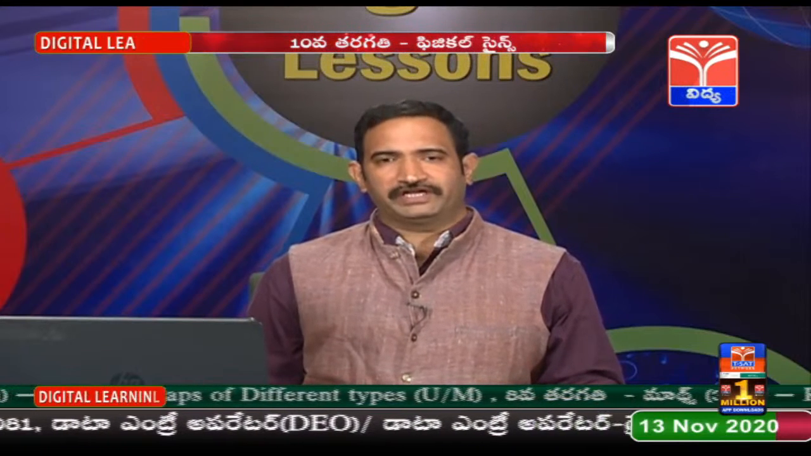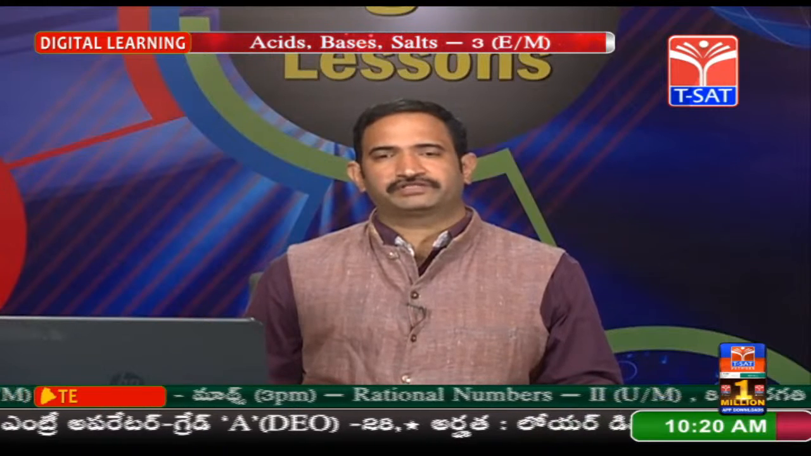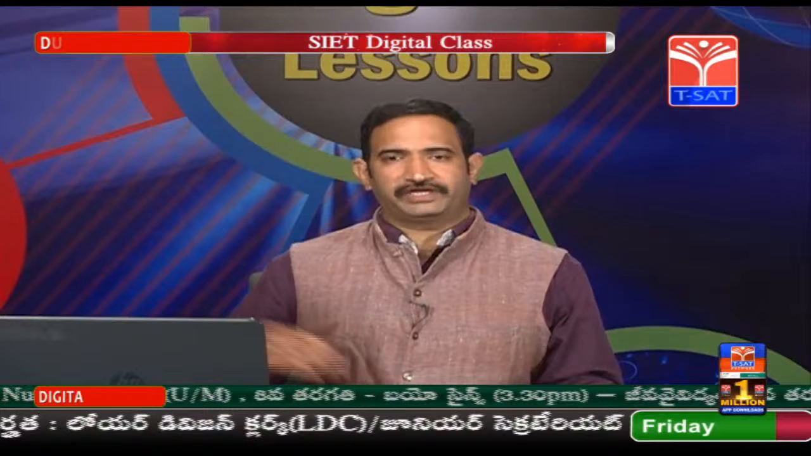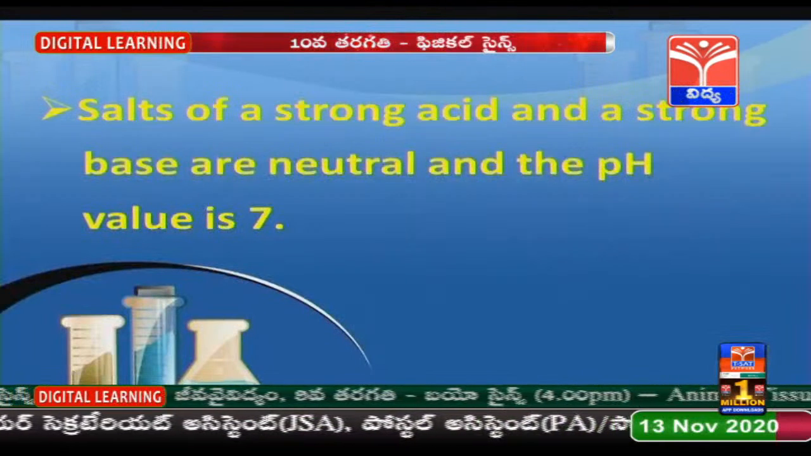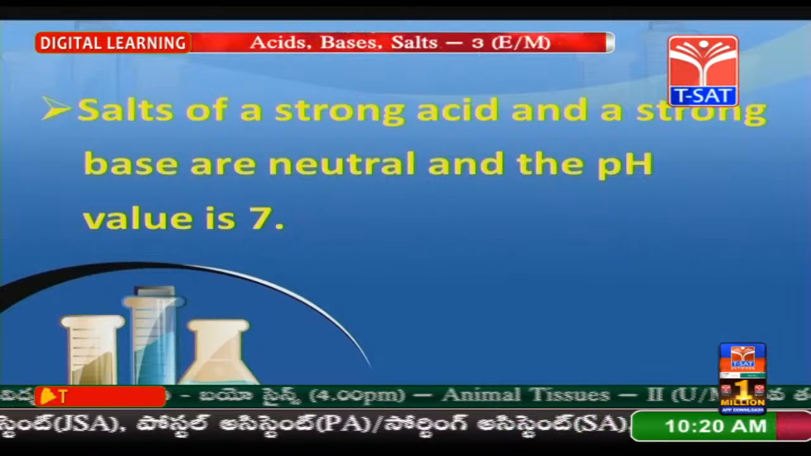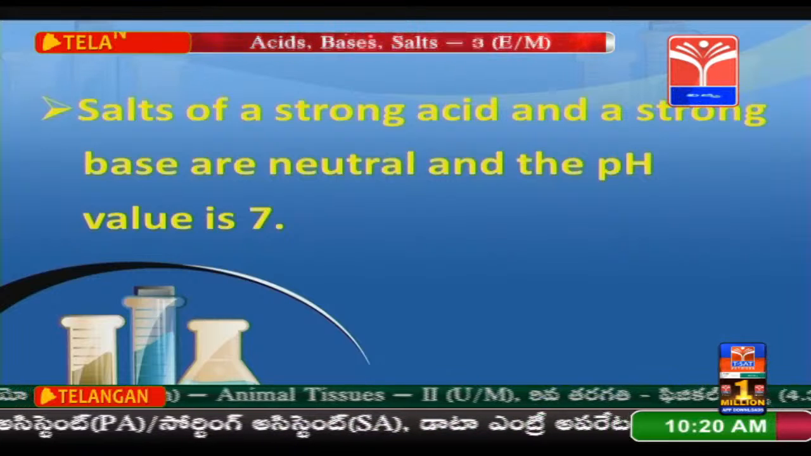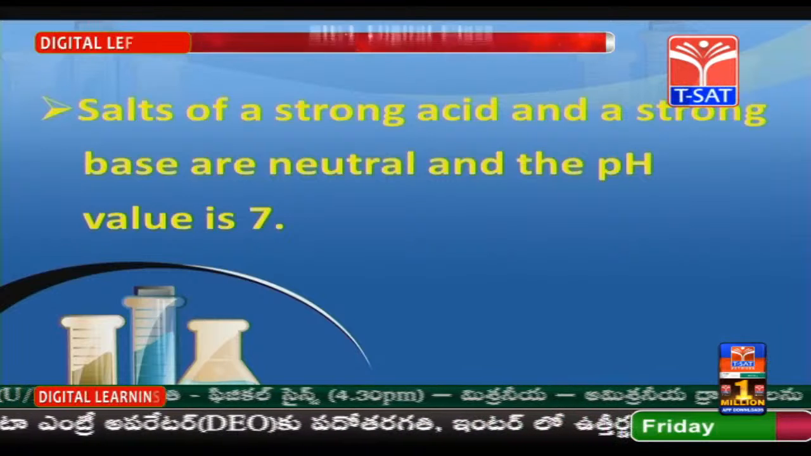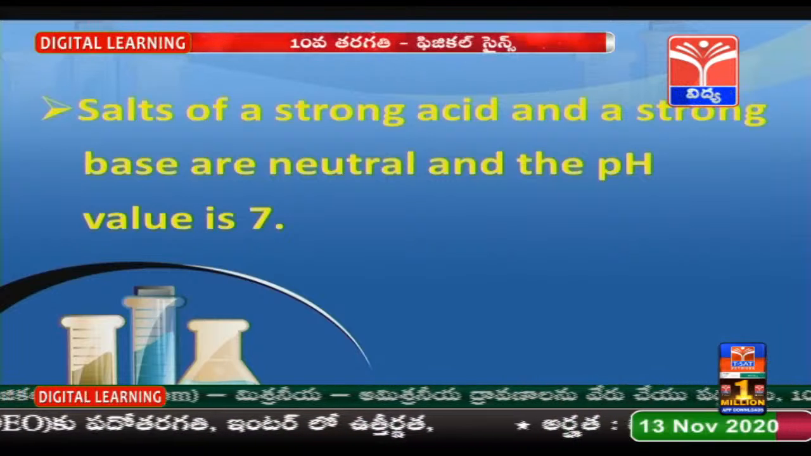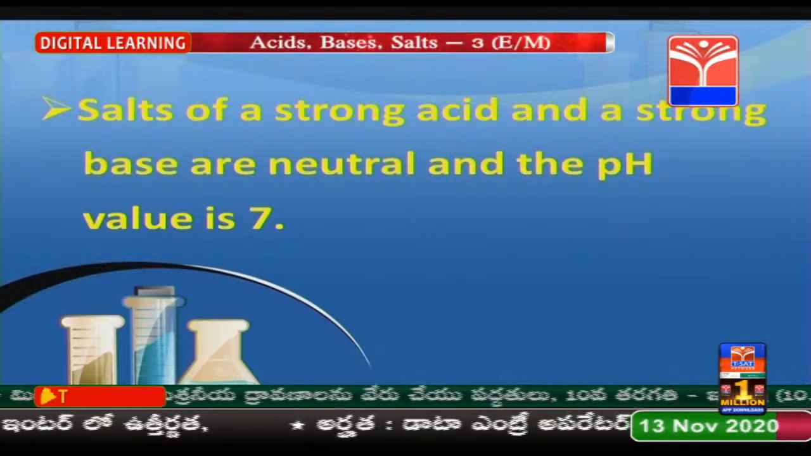Here we will get the salt of neutral in nature, where the pH value you will find is absolutely 7. Now, next, children, a small recapitulation of this one. Salts of strong acid and strong base are neutral and the pH value is 7, already we have seen, and salts of weak acid and weak base also give us neutral and the pH value will be 7.